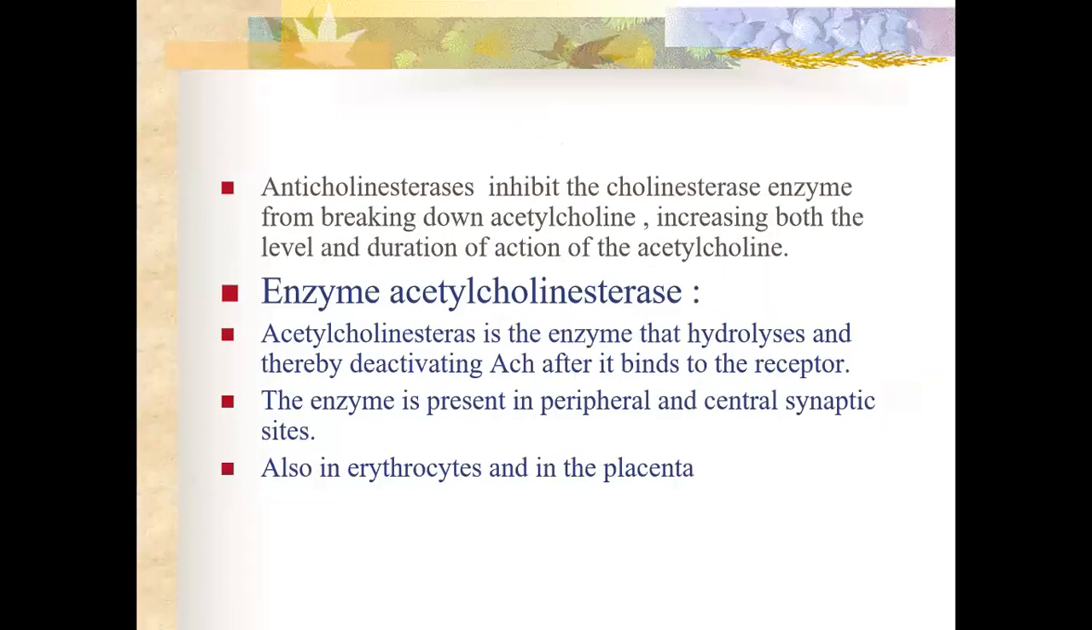These anticholinesterases inhibit the cholinesterase enzyme from breaking down acetylcholine, hence increasing both the level and duration of action of acetylcholine. The enzyme acetylcholinesterase hydrolyzes and thereby deactivates acetylcholine after it binds to the receptor. This enzyme is present both in the peripheral and the central synaptic sites. It is also present in the erythrocytes and in the placenta.